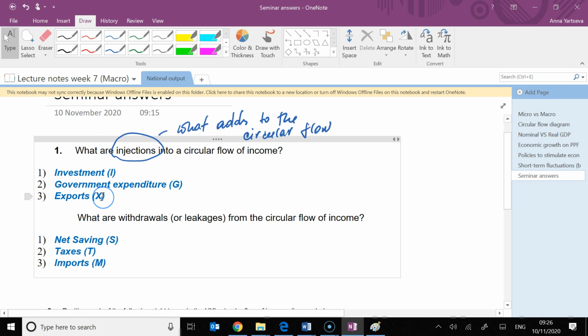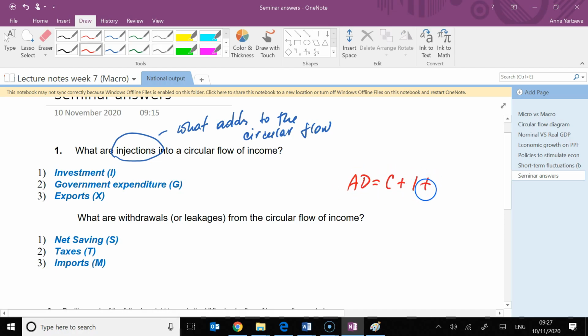And exports. Exports is what we sell to foreigners. Again, it's a part of our aggregate demand. If you recall the aggregate demand formula, this is the most important formula in macroeconomics, and you need to remember it. It's not about just the formula itself, it's the meaning of the formula which you need to understand. In the actual exam, you will be able to write it down, you will be able to copy it from your notes, but unless you understand the formula, you will struggle understanding the rest of the macroeconomics part of the module. But in fact, this formula is very simple.